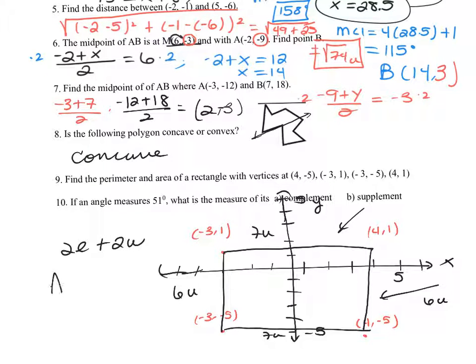So what's the area? 42. Length times width, remember? 42 units squared. Remember the units squared. Perimeter is just going to be 6 times 2 plus 7 times 2, which is going to be 28. And that does not have the squared, so just 28 units. So you'll have a problem just like that, just with different coordinates. And it's a rectangle. Can you do it?